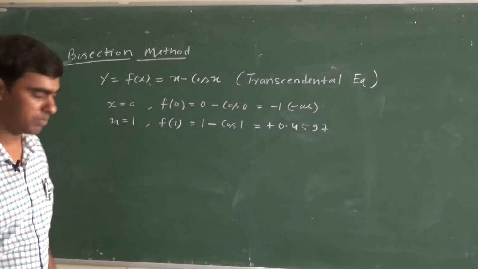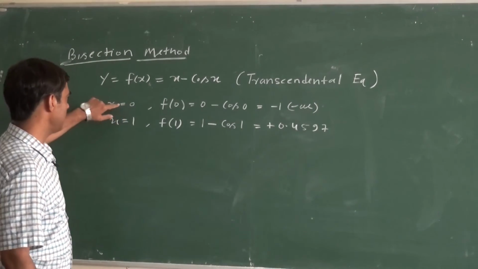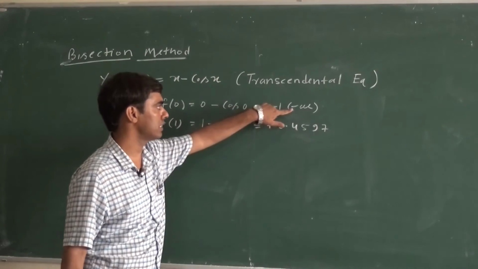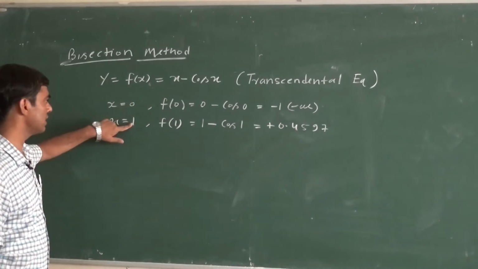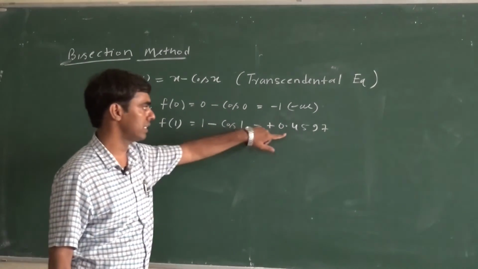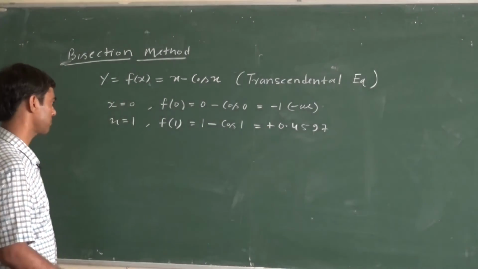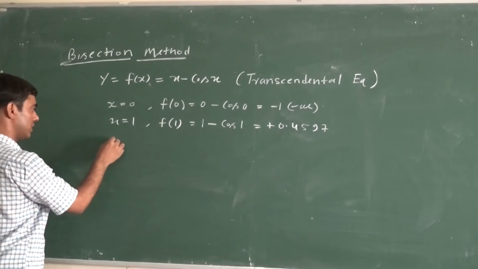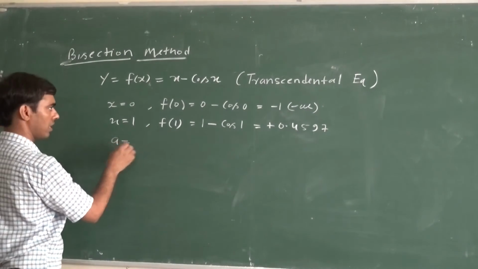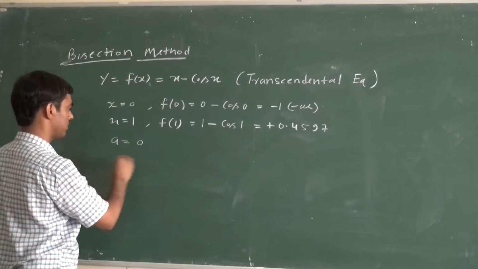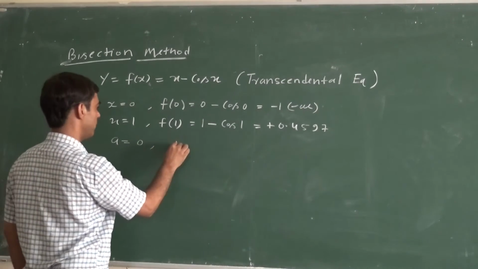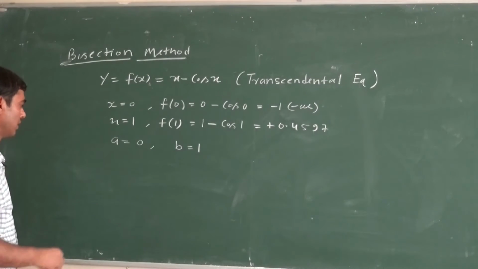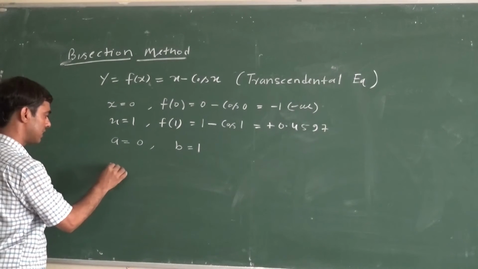Now we stop our search. Why do we stop? Because we are able to find one point where the value of the function is negative and another point where the value of the function is positive. So here we write a equal to 0, where the function is negative, and b equal to 1, where the function is positive. Now, what is the first iteration?